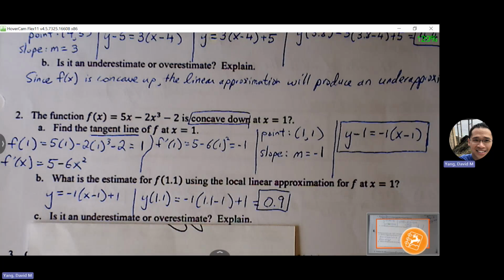Okay, underestimate or overestimate? Because it's concave down, right? Concave down, my tangent line is always going to sit above the curve. My tangent line is going to produce an over approximation.